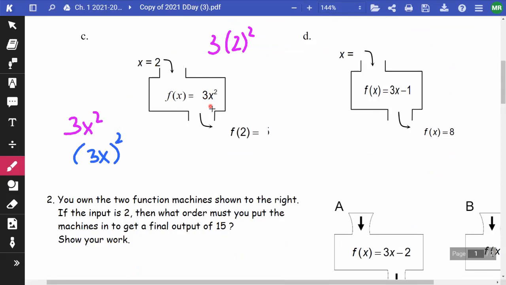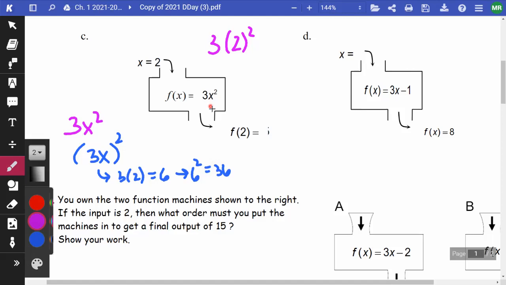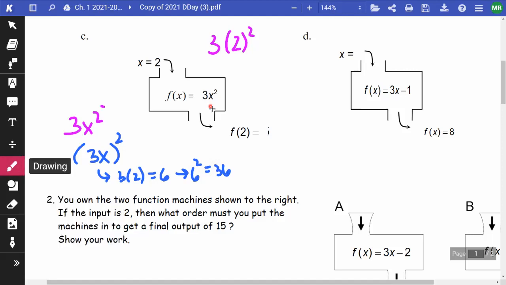These are different. So the one in blue is saying take 3 times 2, which gives us a 6, and then square 6 and get a 36. That's not what we're doing here. We're doing the pink one. So this 2 here is only affecting the X. We're squaring the X, not the 3.